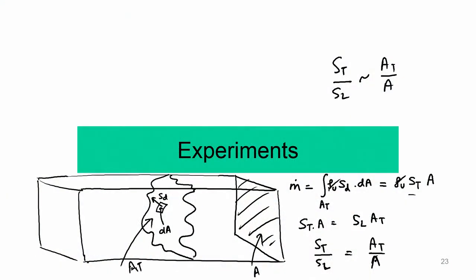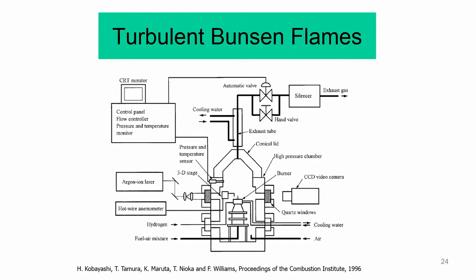Okay, so the turbulent flame speed is a very, very important thing, and from here you can clearly see why your ST by SL is much greater than 1, because your AT, that is this wrinkled flame surface area, is much greater than the projected area or the area of a planar laminar flame. So next we will show you how we determine the turbulent flame speed experimentally.